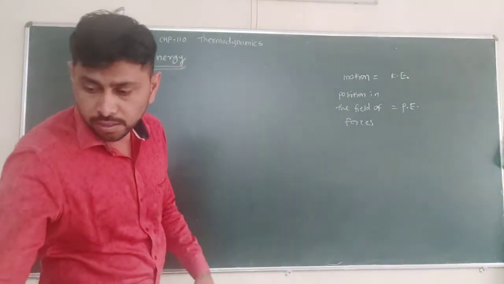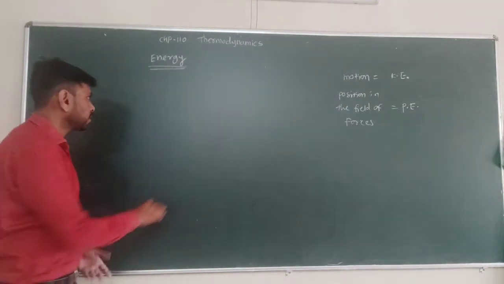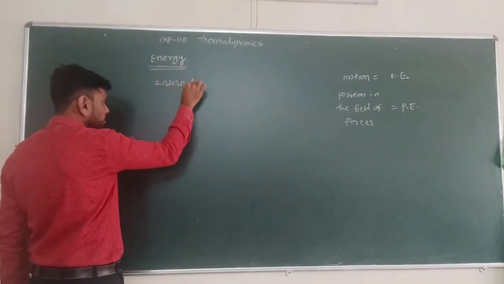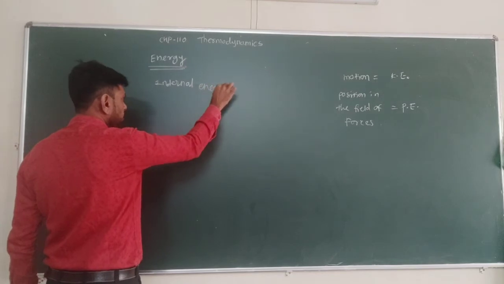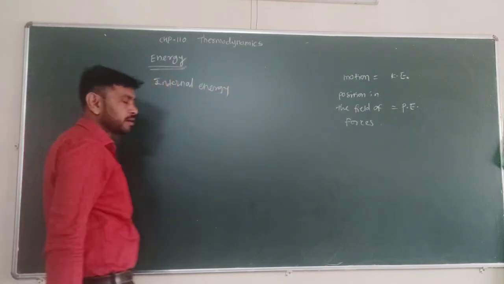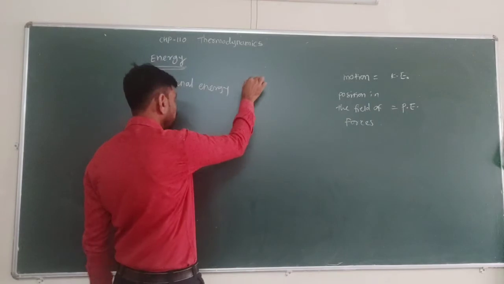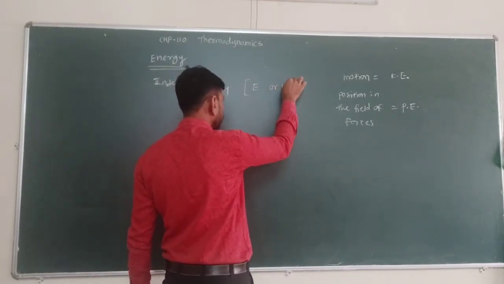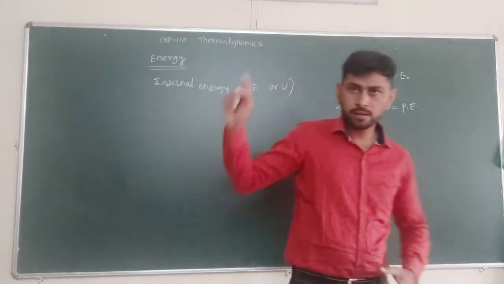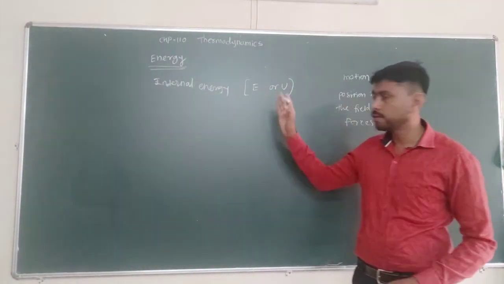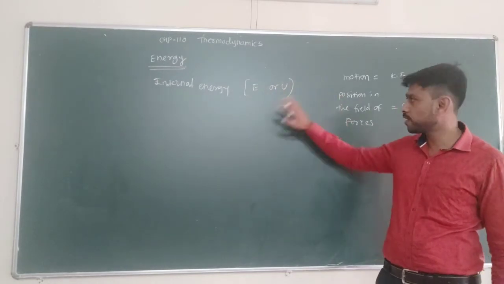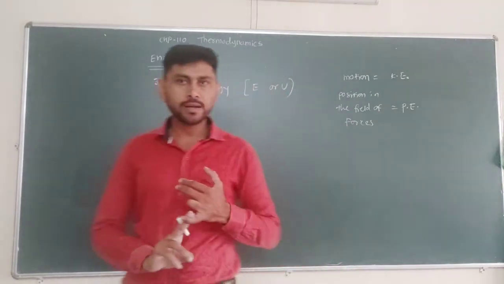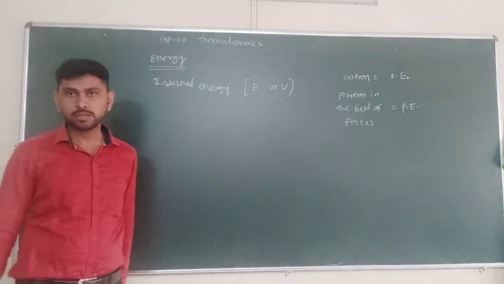Let's see internal energy, an important concept mostly used in thermodynamics and physical chemistry. I told you in some last lectures, it is represented either by E or U. In some books you will find the symbol U, or in some books the symbol E. Don't mind about E or U, both represent internal energy.